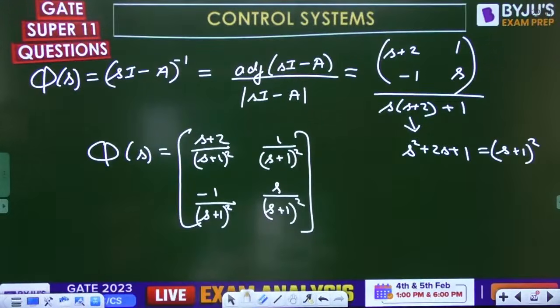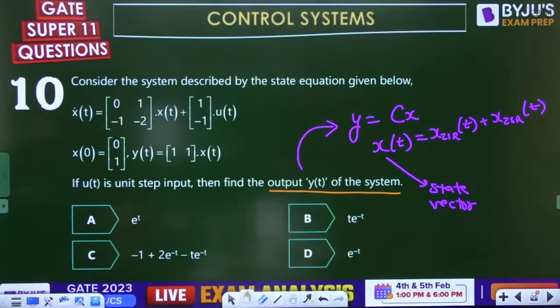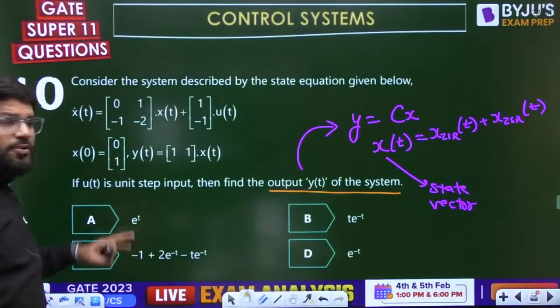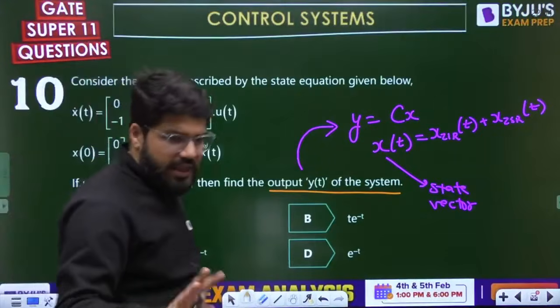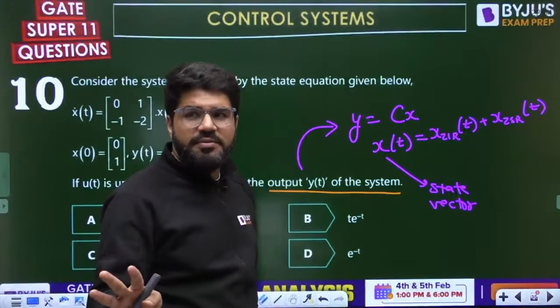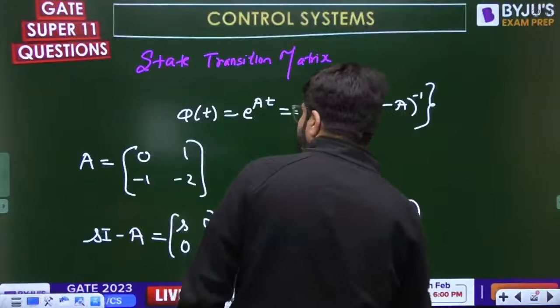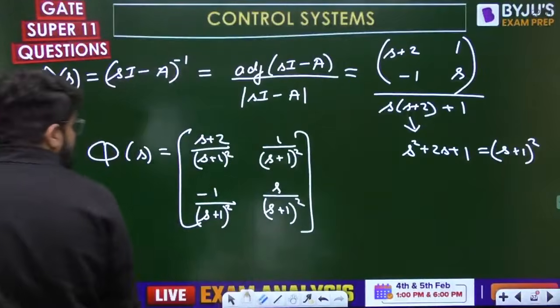Actually, if I solve it completely in the Laplace domain, maybe the calculations are reduced. Anyway, the question is not asking for the state transition matrix, so forget it. What if we don't calculate it? I have one more approach.